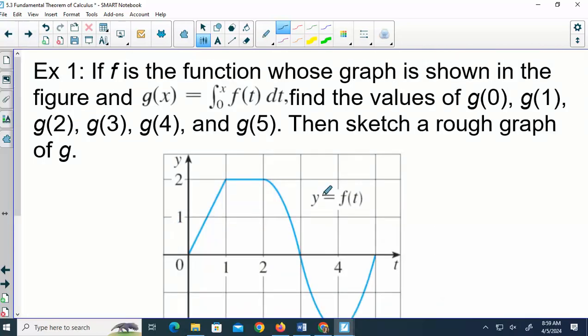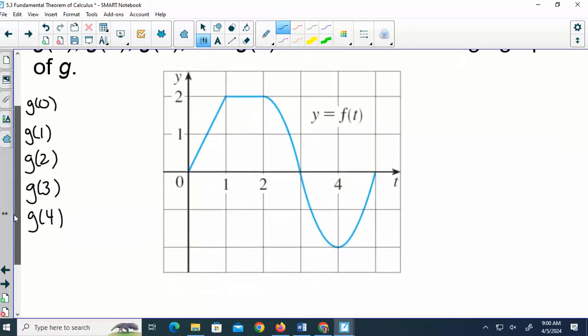So we're going to start with an example that's going to use a little bit of approximation to kind of understand this concept. So f is this blue graph here. G is the integral from 0 to x of this function. So we are going to find all these different values. G of 0, G of 1, 2, 3, 4, and 5. And then we're going to use those to graph G.